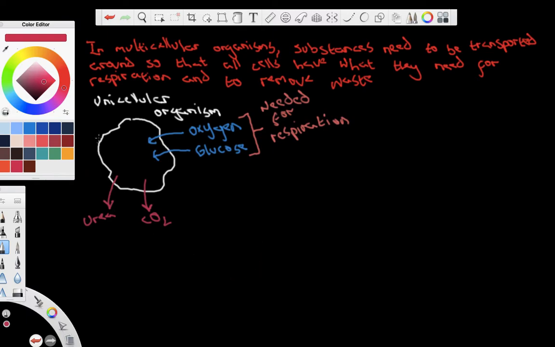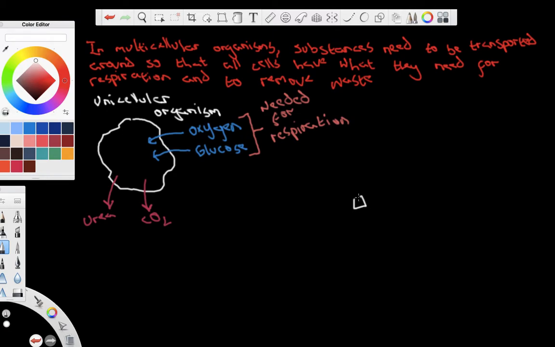These are waste. If you're a unicellular organism, you can just absorb all the oxygen and glucose you need from your environment, and you can get rid of the urea and carbon dioxide into the environment. I should have said oxygen and glucose, sorry, not carbon dioxide. So the cell can take in oxygen and glucose for respiration, and it can give out urea and carbon dioxide as waste. However, if you are a multicellular organism, this becomes a bit more difficult.